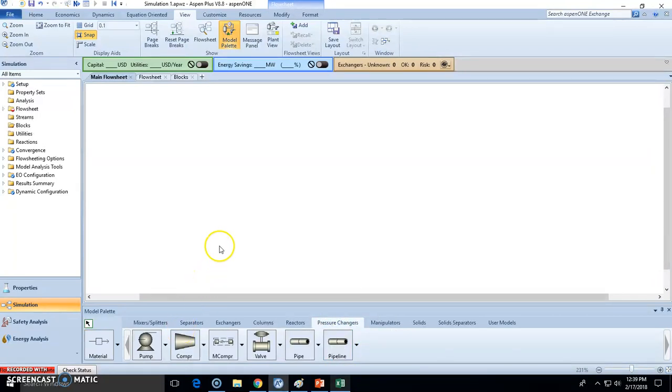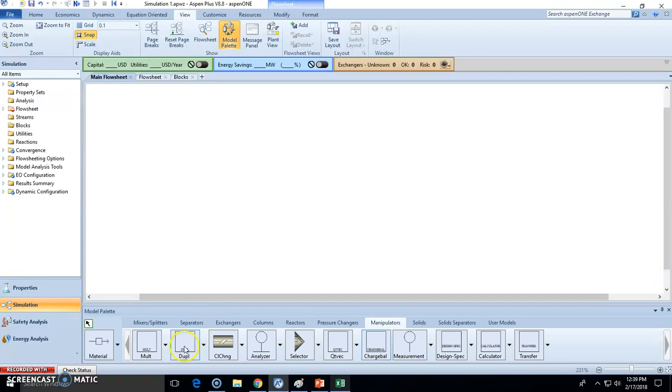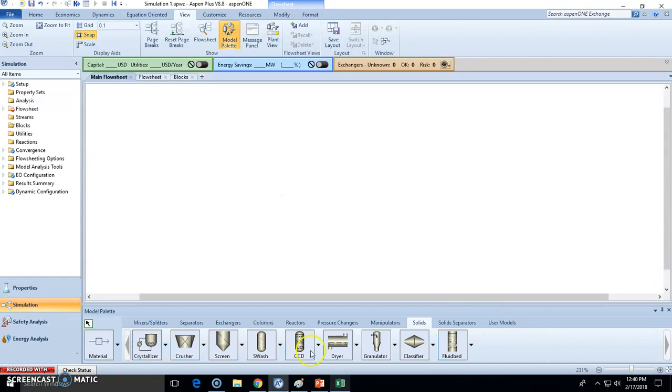Pressure changers are relatively simpler than the columns and reactors. They are pumps, compressors, a multi-stage compression, a valve, and pipes if you want to model some pressure drops. Manipulators, we're not going to use these ones right here, but they're also very interesting, especially when you are working with a complex system. Solids, well, we are not going to use solids, but you can use solid separation, solid manipulations, crystallizers, and so on.